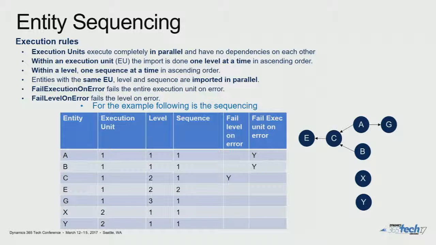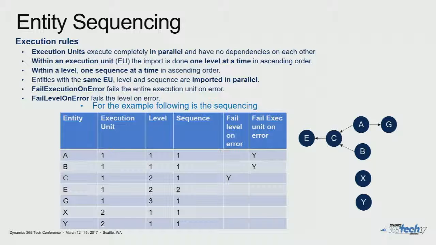And we also have a concept of entity sequencing. And I think someone had this question yesterday: how do I create dependencies between my tasks? So in this case, real quick, in terms of setup, we have an execution unit, level, and the sequence. And within the context of these three things, you can then mention the dependencies.